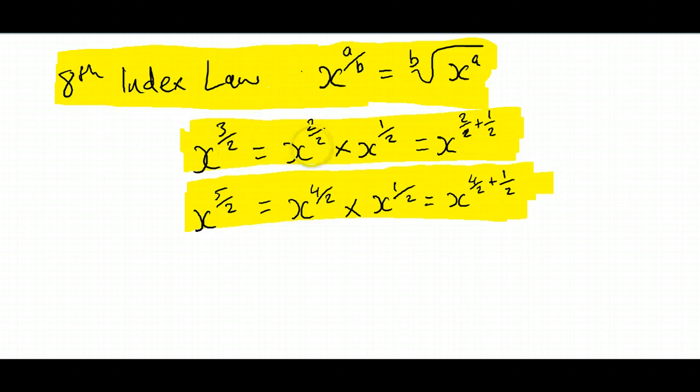3 over 2. That can be very handy because x to the power of 2 over 2 is just x to the power of 1, which is x, and x to the power of 1/2 is the square root of x, which is a lot easier to deal with than doing the square root of x to the power of 3. It's a much nicer thing to deal with like that. It's very useful.